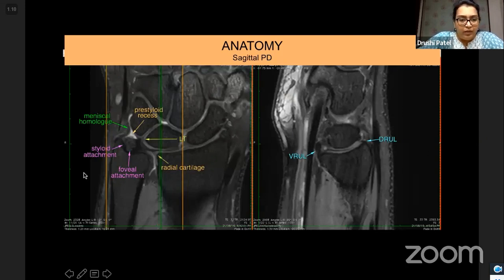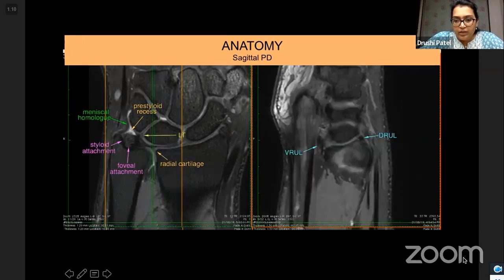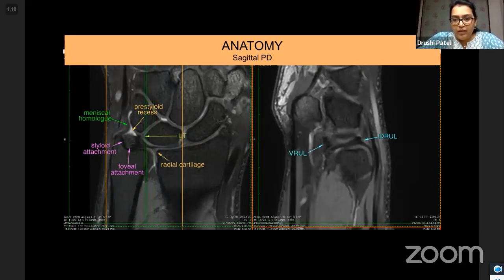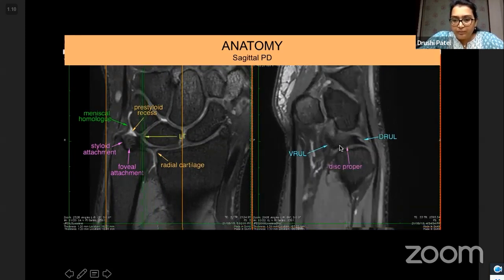Now, we've already seen the coronal images. Now let's try identifying these structures on the sagittal image. Starting from the level of the radial styloid, you can see that these are the volar radioulnar and the dorsal radioulnar ligament. You start moving medially. You can identify the volar and the dorsal radioulnar ligament, and you now start seeing the part of the disc proper. That is the disc proper.